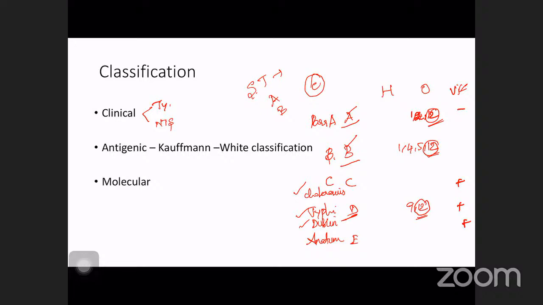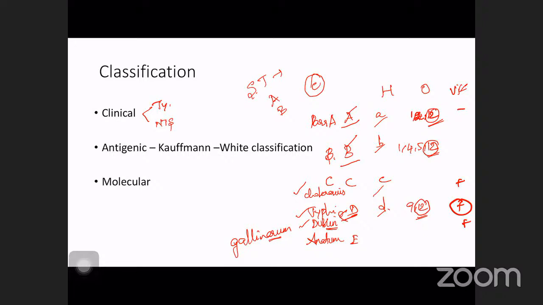The next one is the H antigen. It is a flagellar antigen, and it is represented as letters. Paratyphi A has flagellar antigen a, paratyphi B has b, and paratyphi C has c. In typhi, the flagellar antigen is labeled d. One species, Gallinarum, a non-motile species, belongs to the D group. So the D group has typhi, Dublin, and Gallinarum. One feature of Dublin is that it is capsulated and the Vi antigen is present, and the other one is Gallinarum, which is a non-motile species. So this is about the antigenic classification.